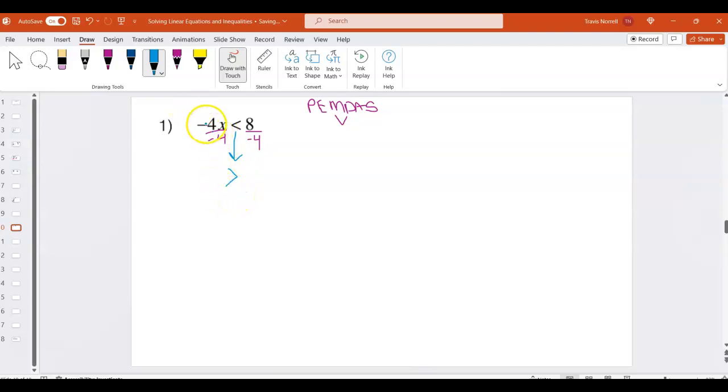So negative divided by negative is positive, and 4 goes into 4 one time. 1 times x is x. And the opposite of less than is greater than. A positive divided by a negative is a negative. And 4 goes into 8 2 whole times. So in this case, we're saying that x is greater than -2.